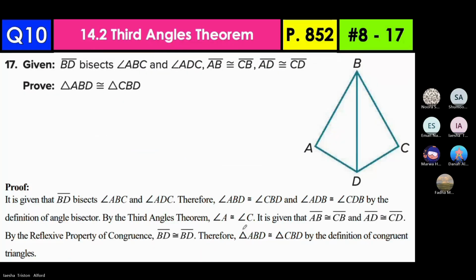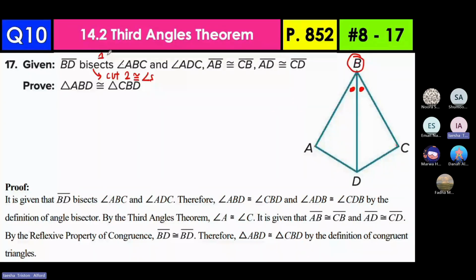This one, number 17. We're going to do the same thing. Start marking all the givens in your picture. BD bisects angle ABC. What is the meaning of bisect? Cut into two parts. We're going to cut it into 2 congruent sizes. This one we're cutting angles, so 2 congruent angles. What angle are we cutting? ABC. So if we're cutting this angle, this one and this one are congruent.